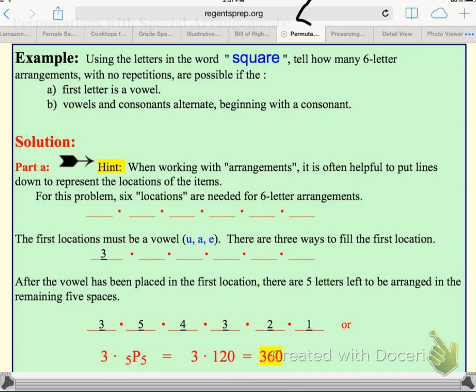Okay, so in this example, we have 2 parts to it, and we're going to do part A, and then we'll do part B. And you don't need to hit pause this time, Lauren. We'll just go ahead and go through it. So here's our situation. Using the letters in the word square, tell how many 6-letter arrangements with no repetitions are possible if, and our first situation is going to be if the first letter is a vowel. Now, if you think about the vowels that are in the word square, we have a U, we have an A, and we have an E. All the other letters are consonants.